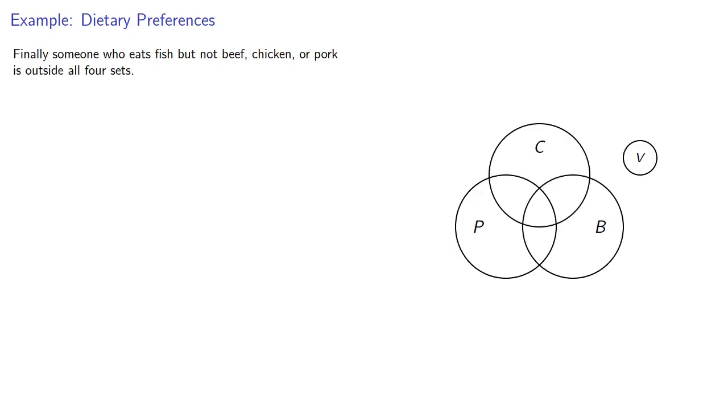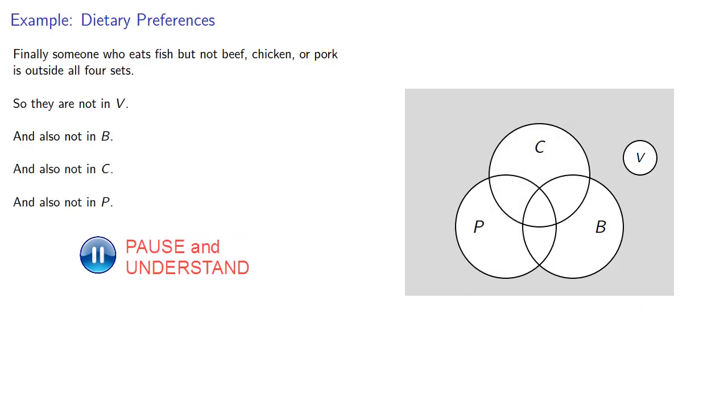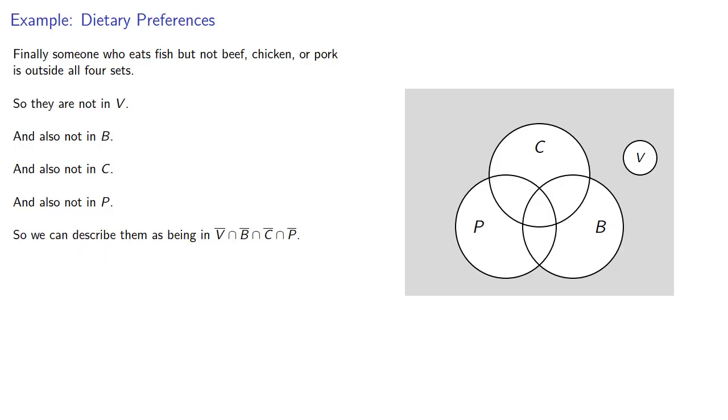Finally, someone who eats fish but not beef, chicken, or pork is outside all four sets. So they're not in V, and also not in B, and also not in C, and also not in P. So we can describe them as being in the intersection of four complements.